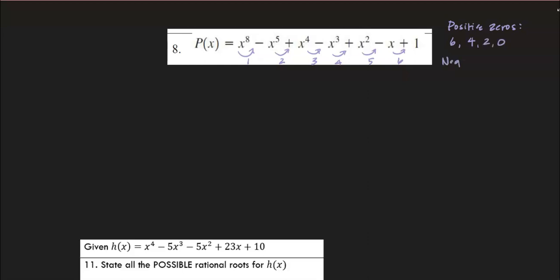Now let's do the negative. Possible negative zeros. We have P of negative x equals negative x to the 8th minus negative x to the 5th plus negative x to the 4th.